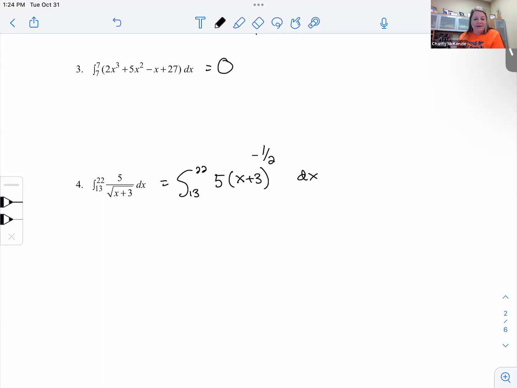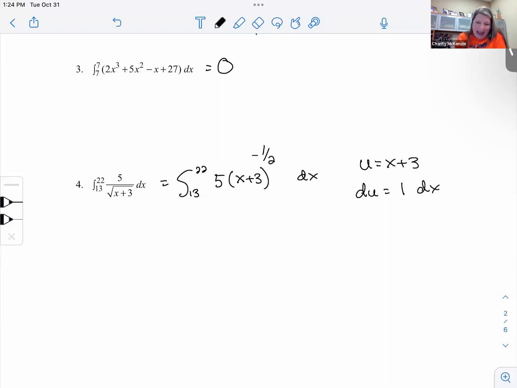I like that better. Now I can add 1. Well, I don't want to quite do that part yet. Let's do our u idea. The inside is x plus 3. So the derivative of that is going to be 1 dx, right? The derivative of that is just 1. The 3 goes away. And so that one's pretty easy.